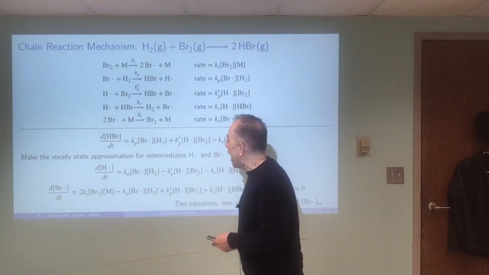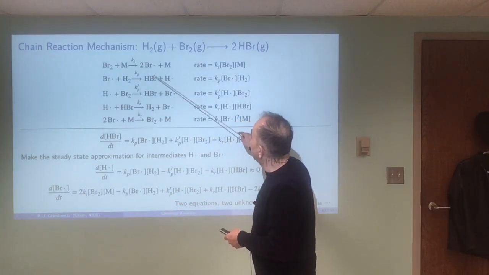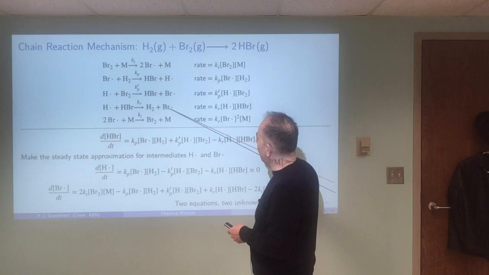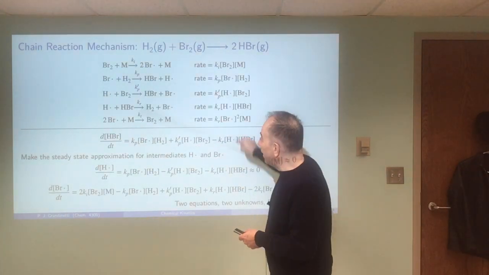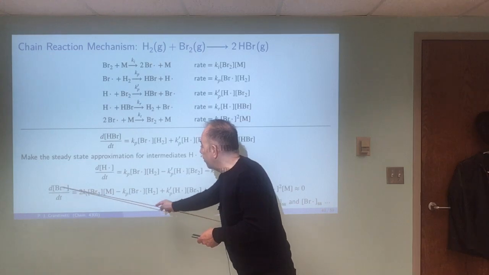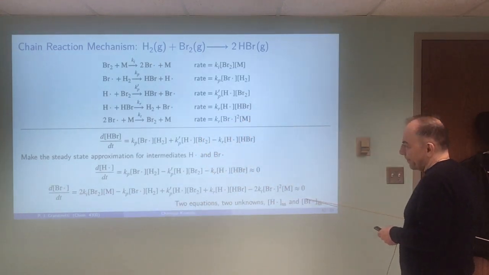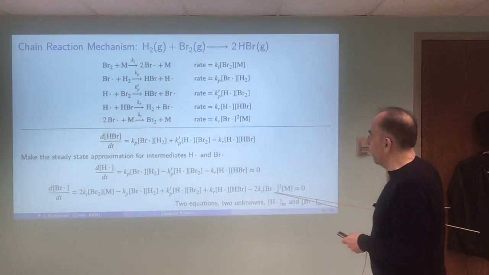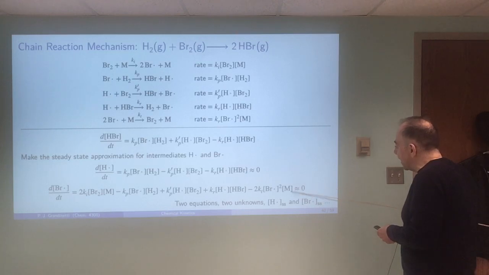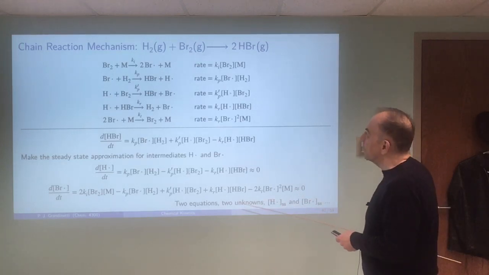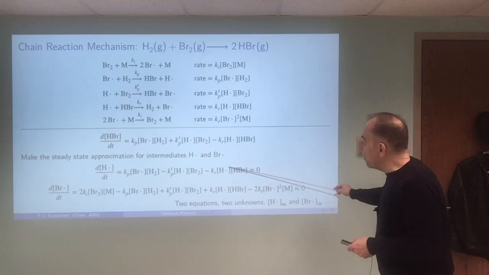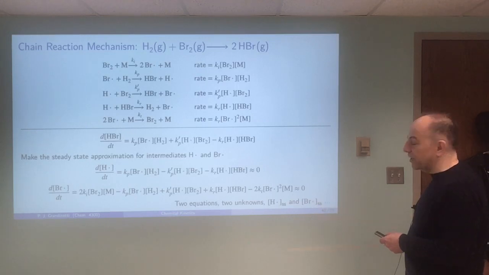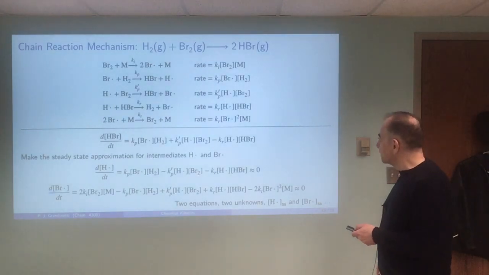Similarly, we have Br radical. That Br radical is going to be formed here. It's going to be consumed here, formed here, and consumed here. So every one of these is going to contribute to this rate. So I'm going to write them all down here. I'll let you check that, but essentially it's going to be all of these coming together here with the appropriate sign. And we're going to set that equal to 0 because we're going to make the steady state approximation. So we have now two equations and two unknowns. And our two unknowns are the hydrogen radical concentration and the Br radical concentration.